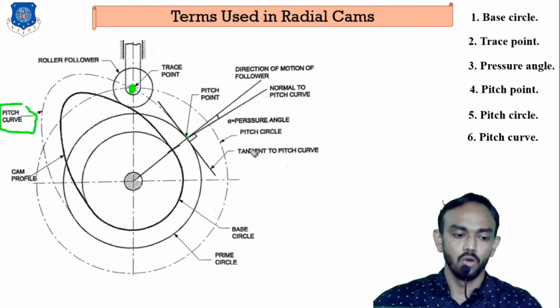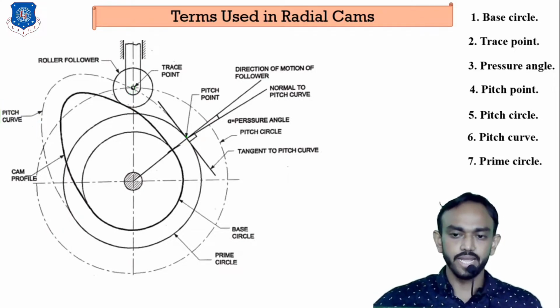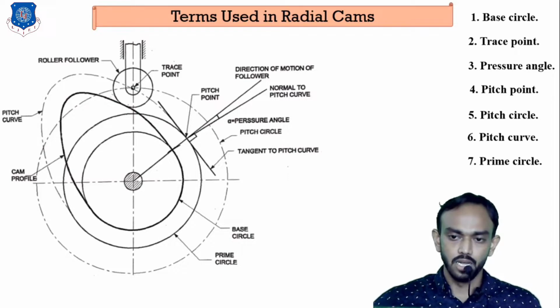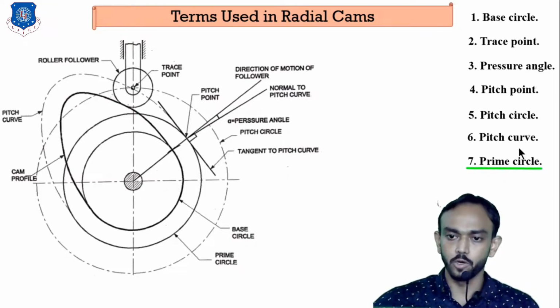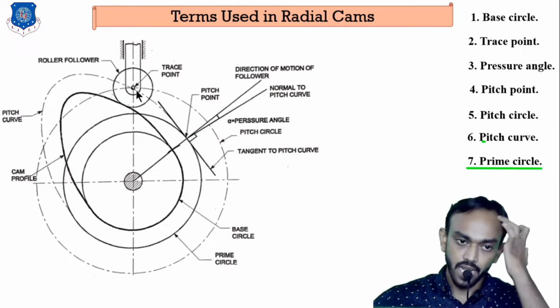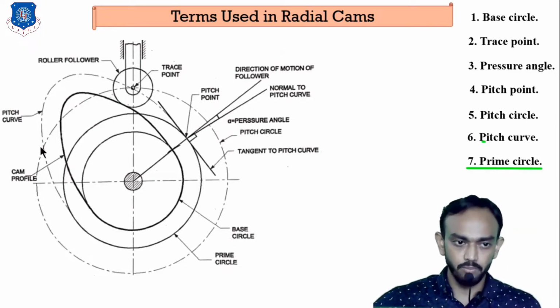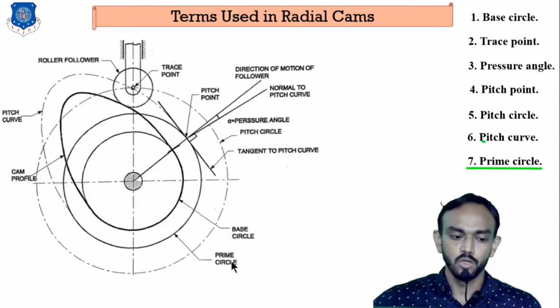If I make a curve which passes through this trace point, it is known as the pitch curve. Next is the prime circle. The definition of the prime circle is the smallest circle that can be drawn from the pitch curve. You can see here, pitch curve means the curve generated by the trace point, and the smallest circle that can be drawn from it is the prime circle.